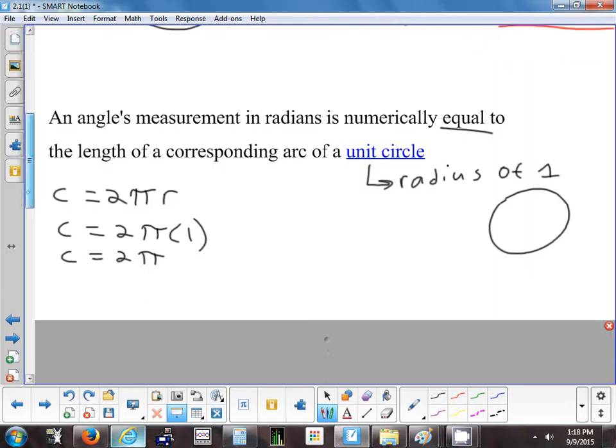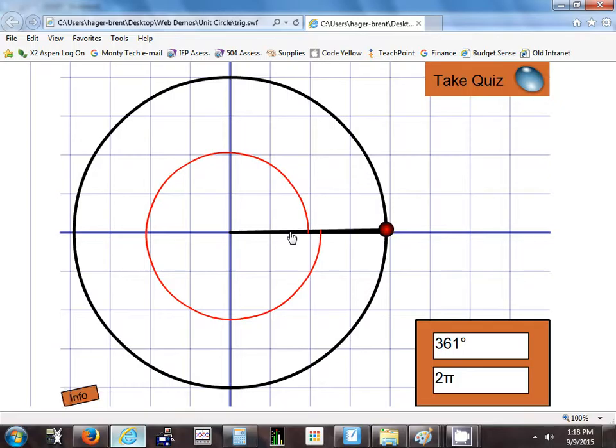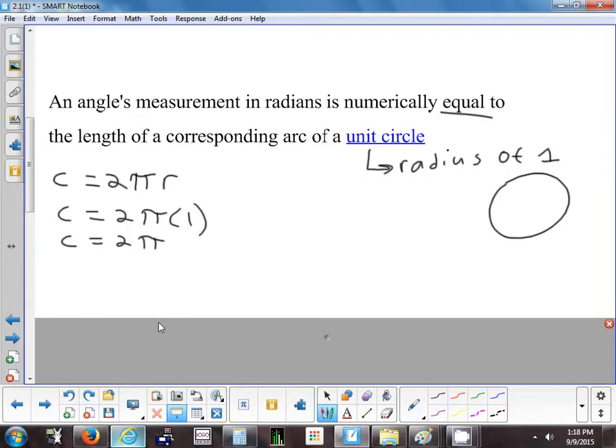All right? It takes 2 pi radians to go all the way around a circle. 2 pi radians. And you might have seen that on here. When I went all the way around, it says 360 degrees is 2 pi. So it takes 2 pi radians to go all the way around the circle. How many degrees does it take to go all the way around the circle? 360. So these two things are the same. Now we've got a conversion between degrees and radians, which is now going to allow us to change back and forth.